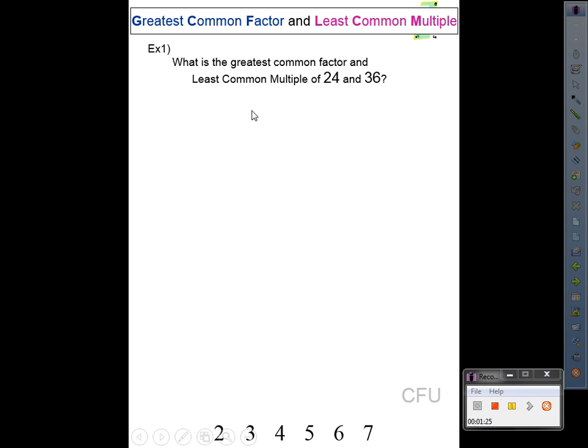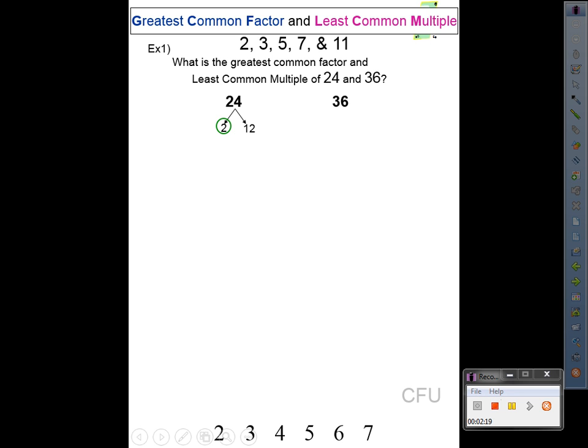Step 2, it says find the prime factors of each number. So I write my numbers, 24 and 36, and I'm going to find the prime factors. So I start a factor tree. For 24, which of these numbers can I start dividing 24 by? Okay, so let's start with 2. 2 divides in there and it becomes 12. I circle the 2 because it's a prime number and I can't do anything with it.